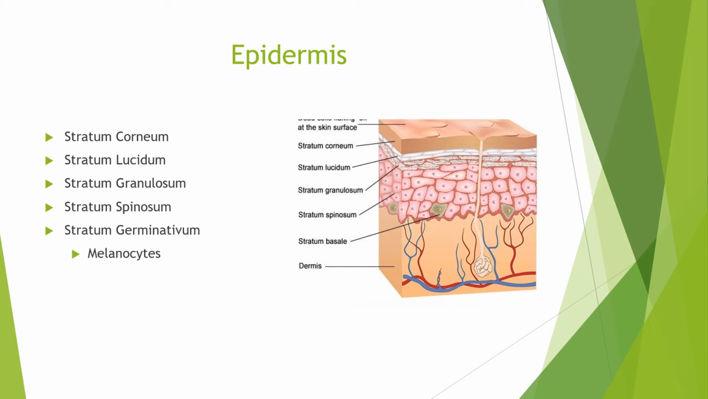The stratum germinativum, also known as the stratum basale or the basement of the epidermis, is the deepest layer of the epidermis. This is the live layer of the epidermis that produces new epidermal skin cells and is responsible for the growth of the epidermis. This is where our melanocytes, which produce the dark skin pigment called melanin, are housed.